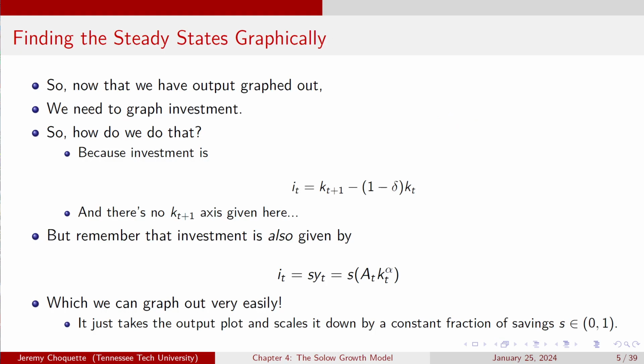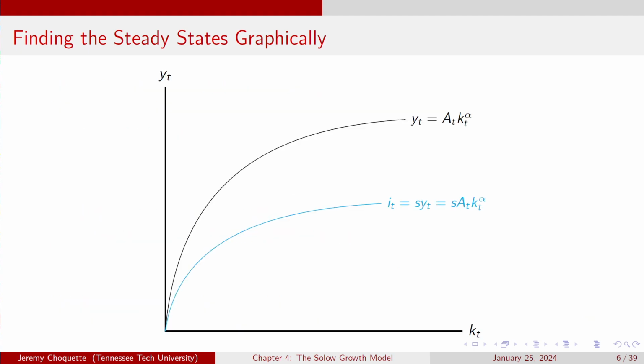But you can remember there are different ways to express some of these equations. One of them is that investment is output scaled down by the savings rate S. So it equals S times Y_t, and S is constant, right? Households save a constant fraction of their income every period, unless instructed otherwise. So if we have S times Y, then we can also graph out S times A times K_t to the alpha. And all we're doing is taking that output, the production function, and scaling it down by that constant fraction of savings, S. So we get this right here.